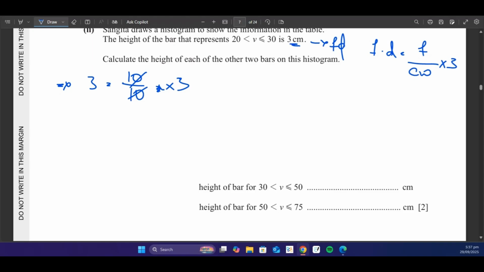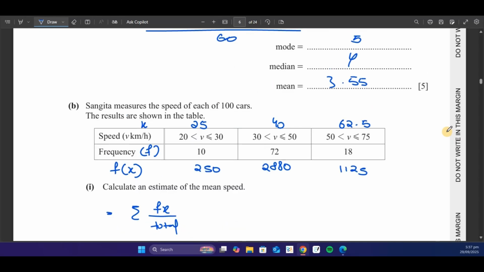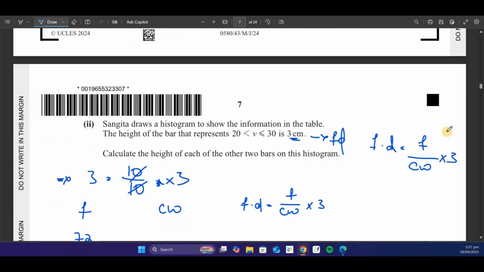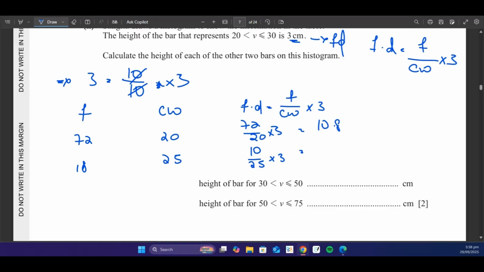Okay, so now we have the first interval. Now we need to figure out the second and the third. Frequency density equals frequency over class width, which is the normal formula, but this is a bit tweaked because of the question, so multiplied by 3, because we're multiplying every frequency density by 3. Frequency is 72 and 18. Class width would be 50 minus 30, which is 20, and for the next one 75 minus 50, which is 25. The formula is 72 over 20 into 3 and 18 over 25 into 3, which would give us 10.8 and 2.16, and that is our final answer, 10.8 and 2.16.